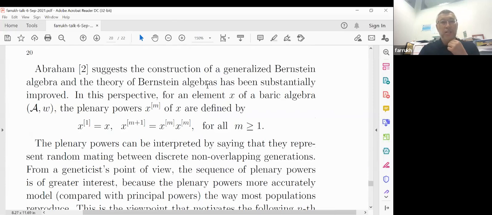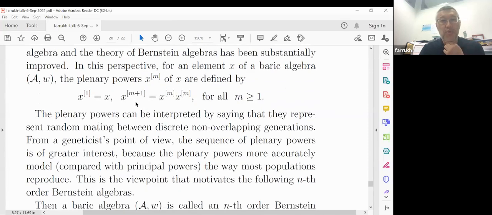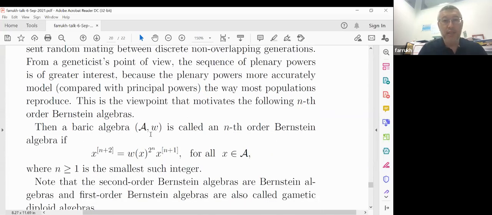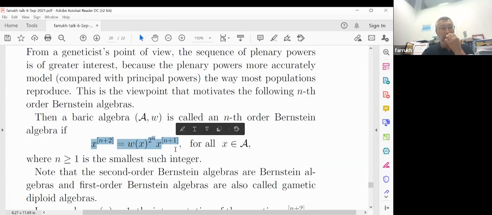Of course, using this construction, Abraham suggested constructing generalized Bernstein algebras also. So this one we can define element by these laws. There we can define what are called powers in this way, and then we call this algebra an nth order Bernstein algebra if we have this kind of property for all x. Of course, the second order Bernstein algebra is the usual Bernstein algebra.